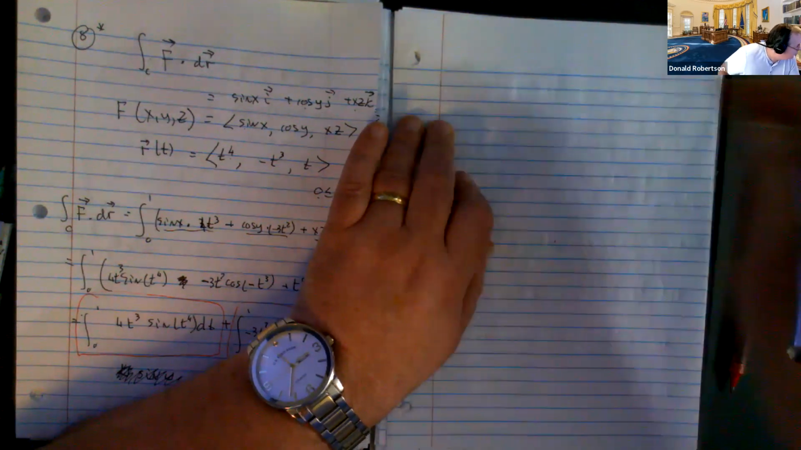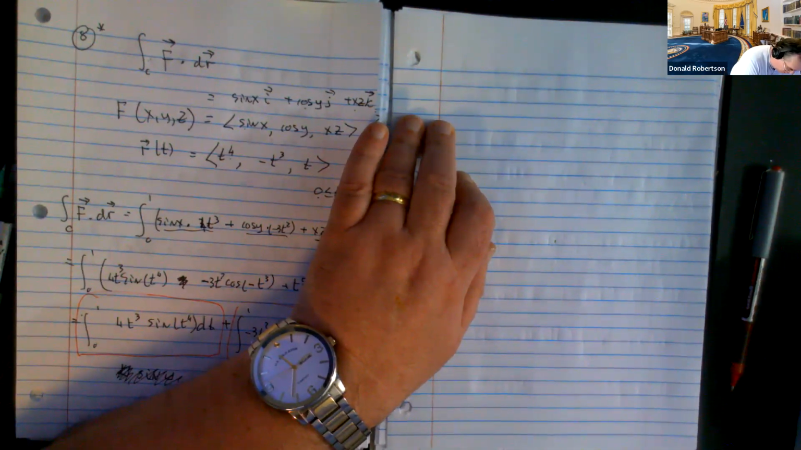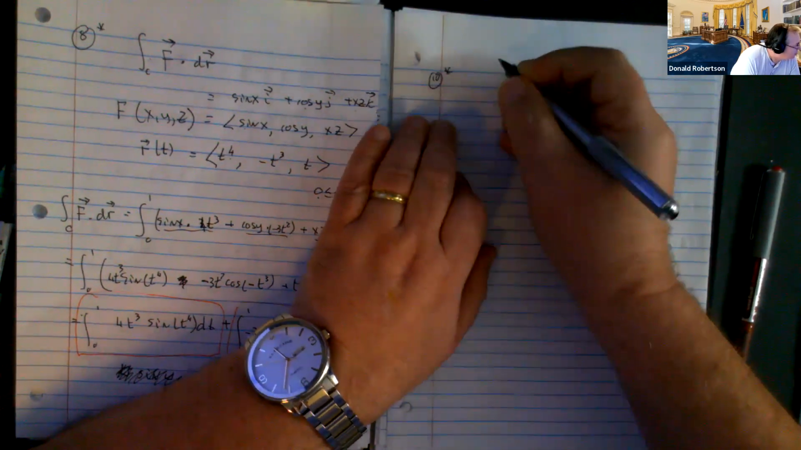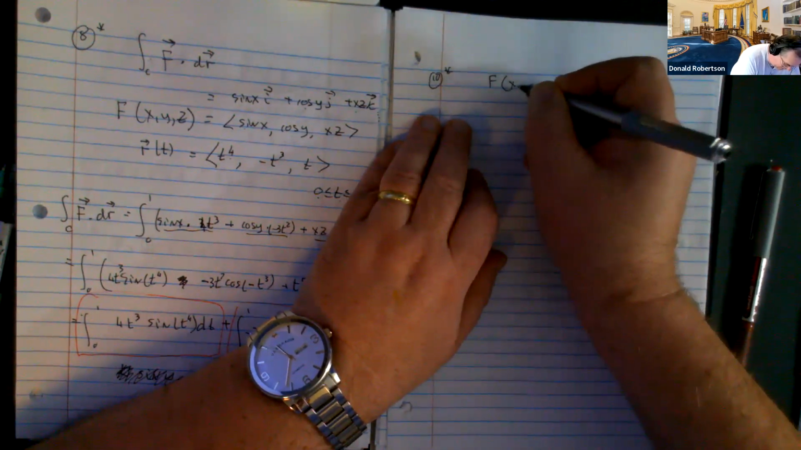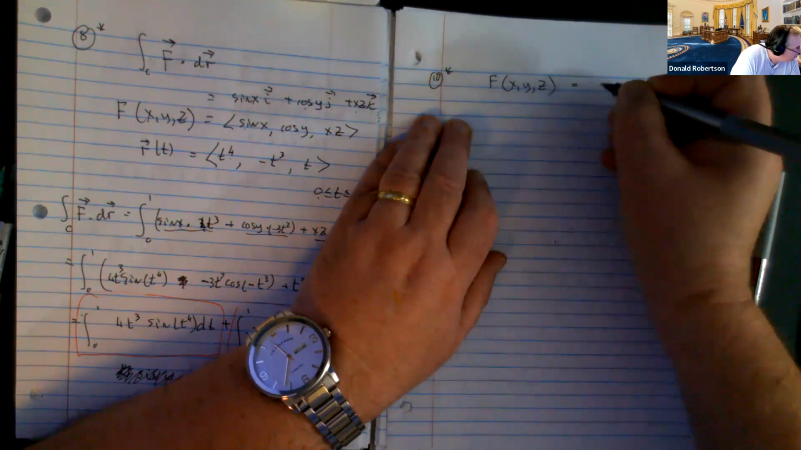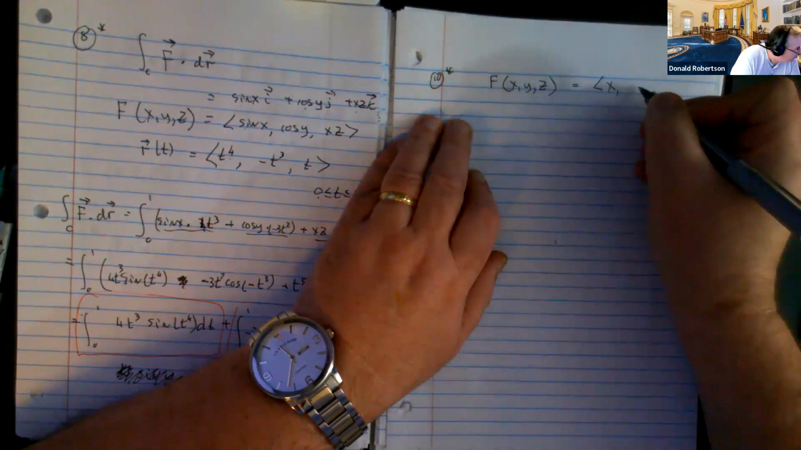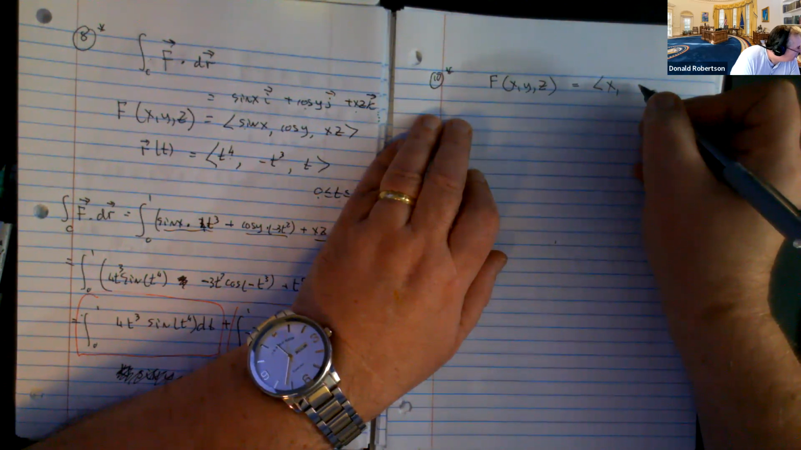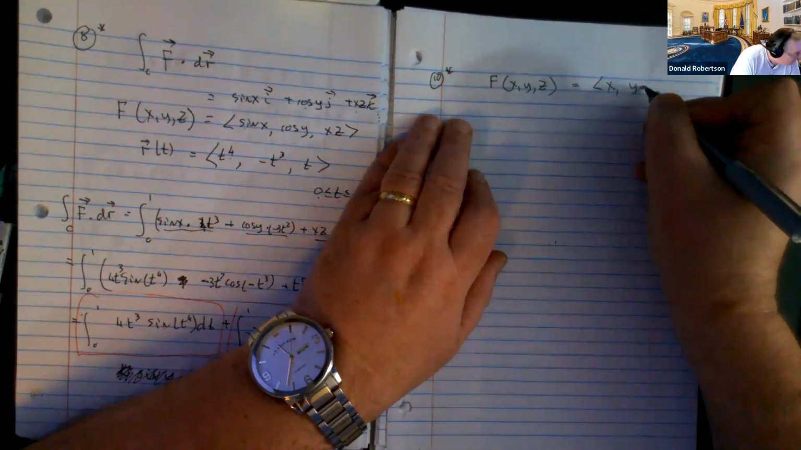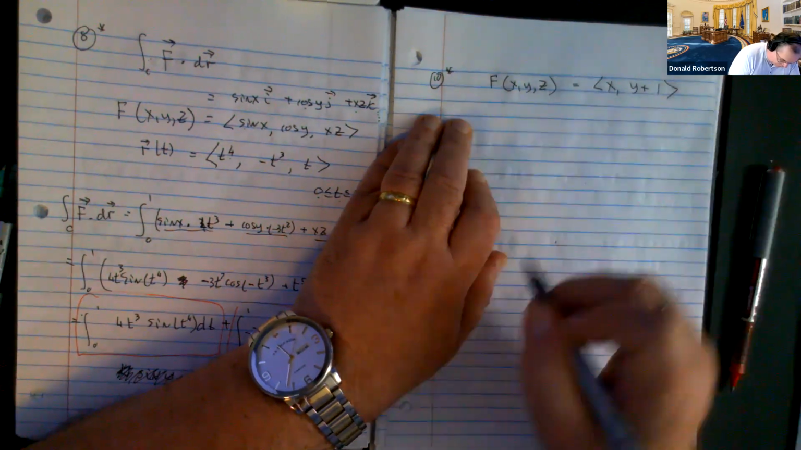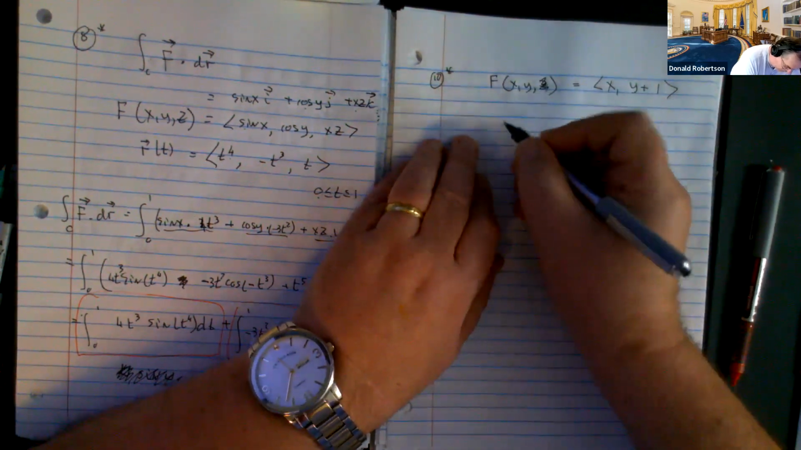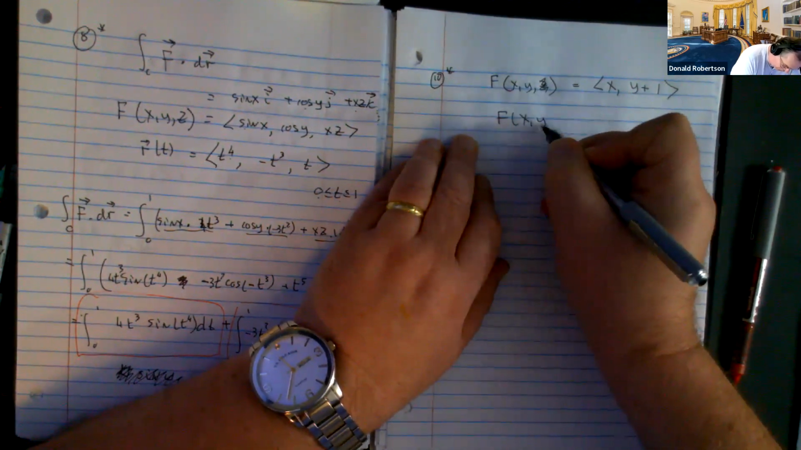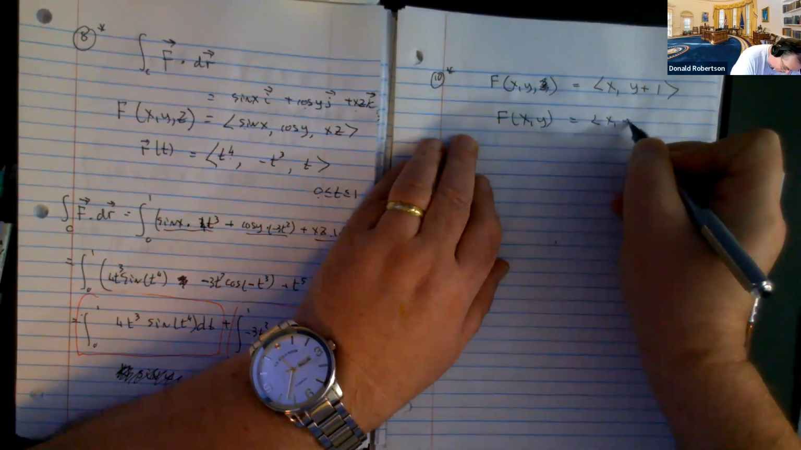Let's try another one of those guys. Let's do 10, at least a version of 10. The vector field is x, y plus 1. Also, it's not x, y, z at all. It's just x, y, so I'll rewrite that. So this is a 2-dimensional vector field. A little bit less work.